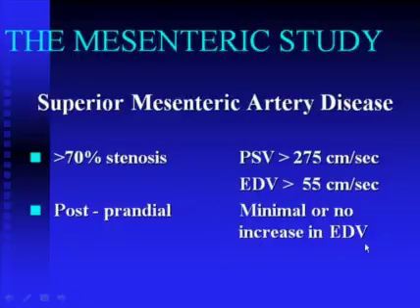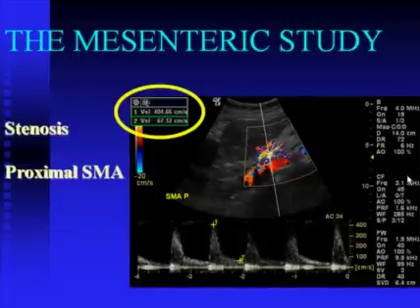Again, these are secondary criteria. Very few labs still do a postprandial type of challenge. The primary diagnostic criterion remains that of peak systolic velocity for the superior mesenteric artery. And again, it's very straightforward, similar to the celiac trunk.